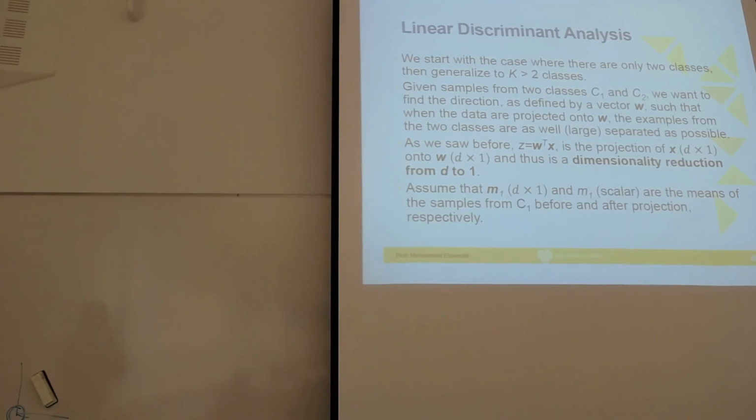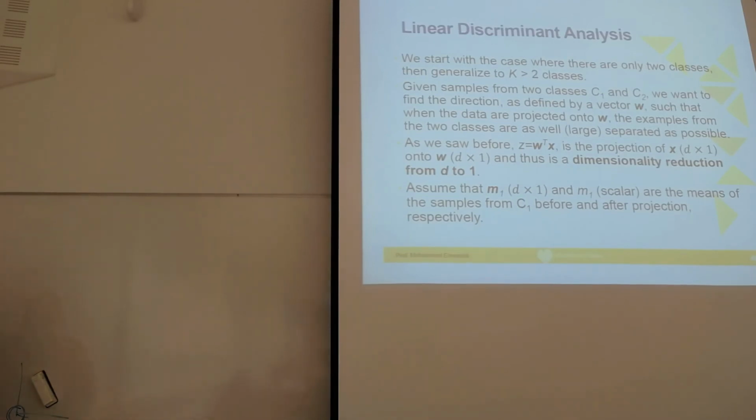How does it work? Here I will start with only two classes. Then we generalize to any number of classes. Assume that you have samples that are classified into two classes, C1 and C2. And we want to find the direction of a vector W such that when we project the data into that space, the data belonging to the same class should be as close as possible to each other, but the data from different classes should be as apart as possible from each other.